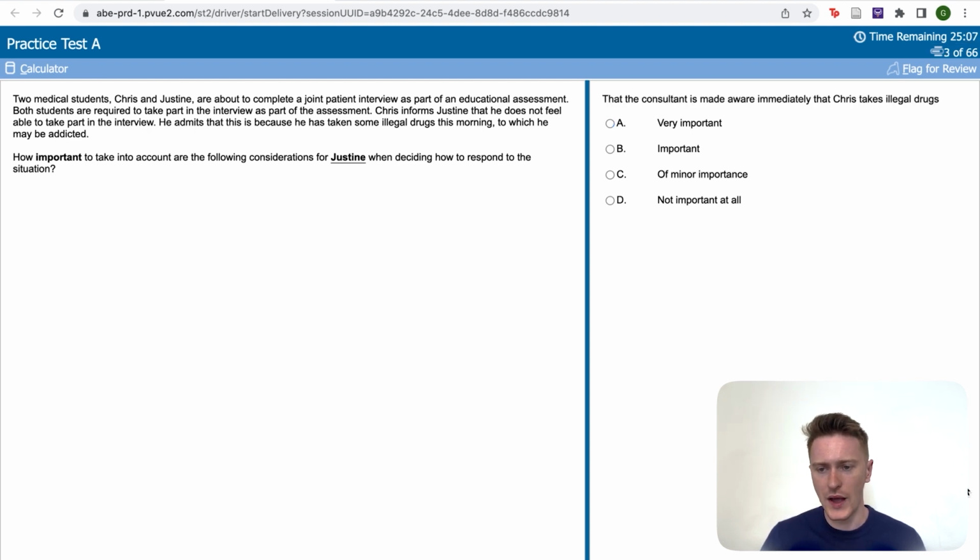The consultant is made aware immediately that Chris takes illegal drugs. Now this one, the consultant needs to be made aware. That is very important. The fact that it has to occur immediately is what's throwing me off. So maybe it's very important, maybe it's important. It's definitely not C or D because the consultant is the boss. They need to know whether Chris is taking the drugs. They need to know what the situation is. It's just the immediately aspect. I'm going to put it's very important because the sentiment is that the consultant needs to know. I don't think the emphasis is on this immediate in this question, but I'm going to flag it anyway.